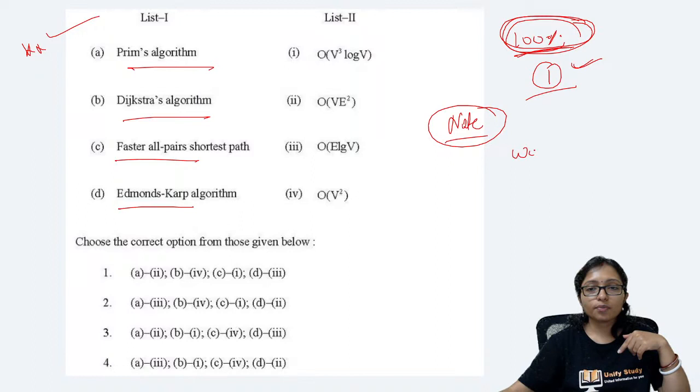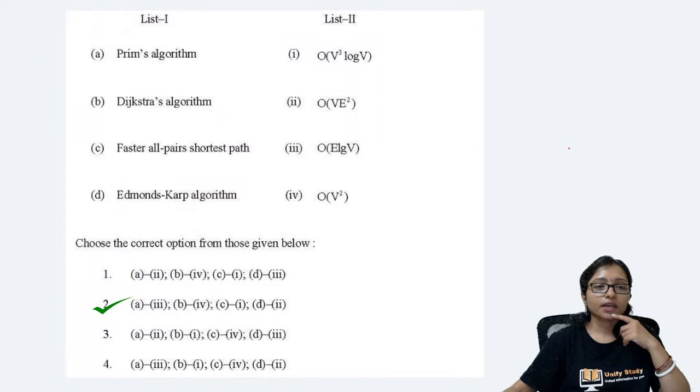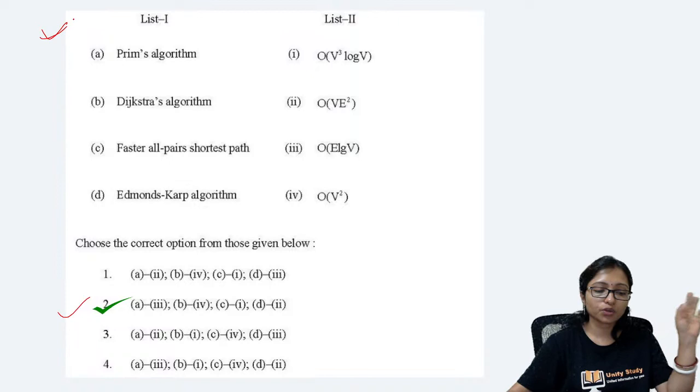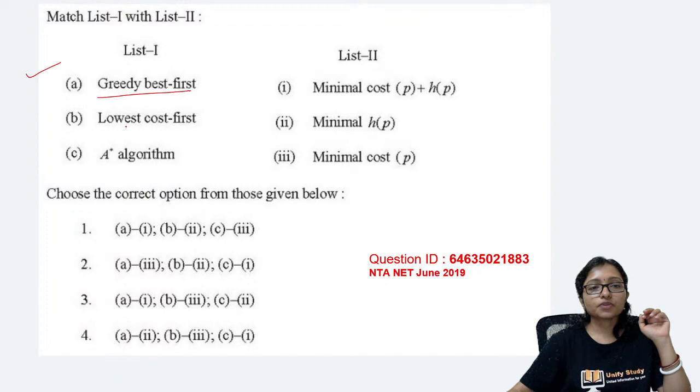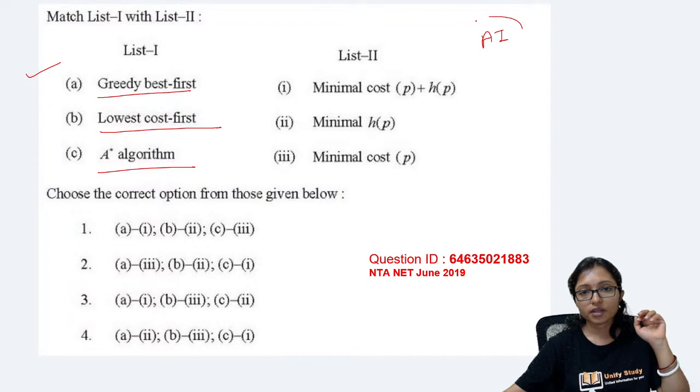Tightest upper bound means worst case. Tightest upper bound means worst case, okay? Yes, option 2 is the correct answer. From the question, definitely write down your short note. Very important. Now do this one. Greedy best first, lowest cost, A star. It is related to AI also. We did this question in AI.